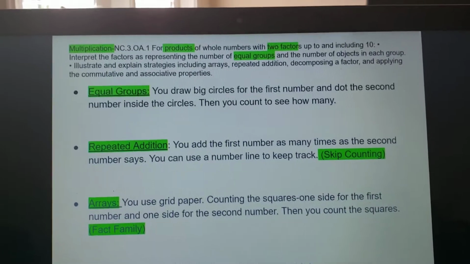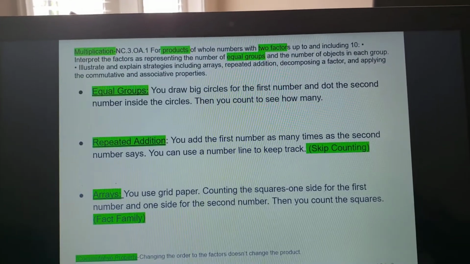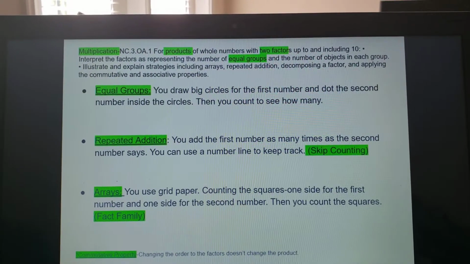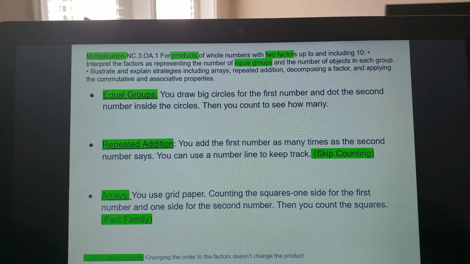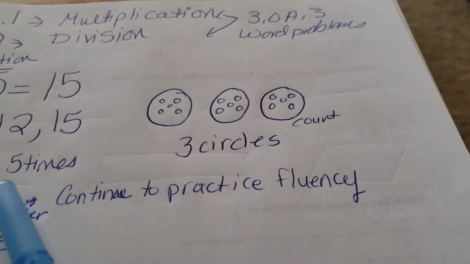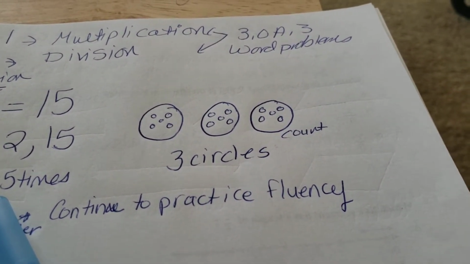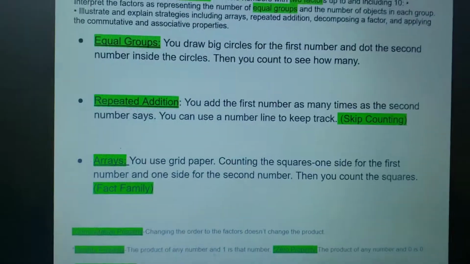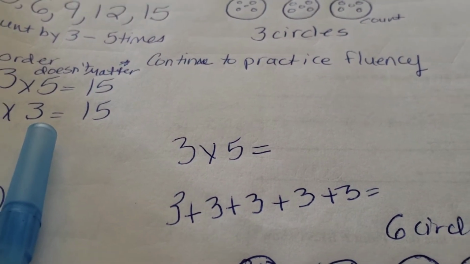Now we're going to talk about multiplication and division. We'll start with multiplication. When we started the year, we talked about equal groups. So you draw the big numbers. For example, with 3 times 5, you do three circles, put 5 in each one, and count them up. You can also do repeated addition, which we would do 5 plus 5 plus 5, or 3 plus 3 plus 3 plus 3 plus 3.